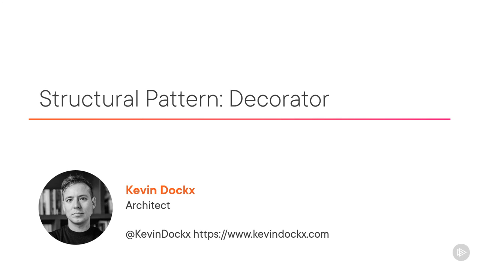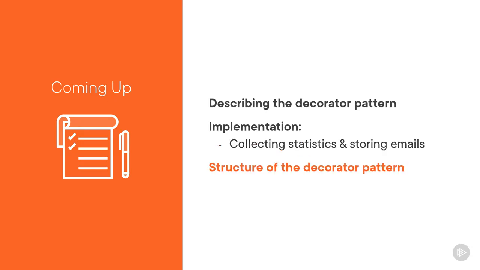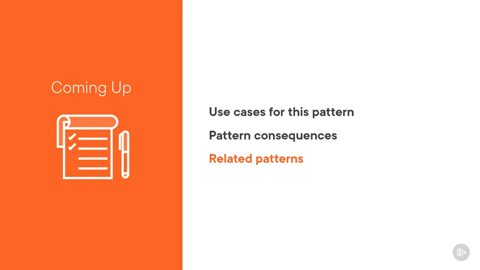I'm Kevin, and I'll guide you through this module. We'll start the module by describing the decorator pattern. We will learn what it is and which problem it solves. The real-life scenario we will cover while doing so is related to collecting statistics and storing a list of sent email messages. From that real-life sample, we will learn about the pattern structure and will implement it. After that, we will cover the pattern use cases, consequences, and related patterns. Let's start with describing the decorator pattern.